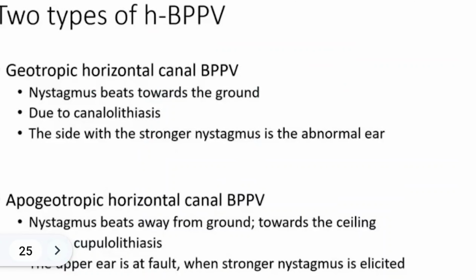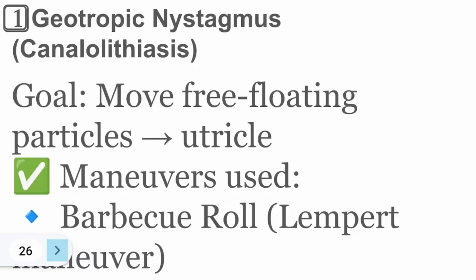And what are the types of horizontal canal BPPV? There are two types of horizontal canal BPPV seen. One is canalolithiasis and the other one is cupulolithiasis. In canalolithiasis, the patient can have the geotropic kind of BPPV, where the eyeballs move to the opposite direction, that too in the downward direction. Whereas in cupulolithiasis, the eyeball will move to the opposite direction, that too in the upward direction. In the apogeotropic kind of BPPV, the diseased or faulty ear lies above.